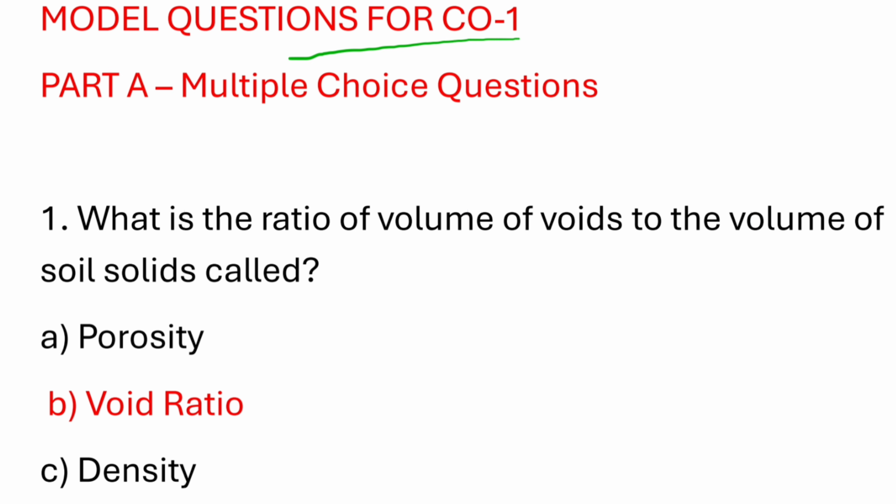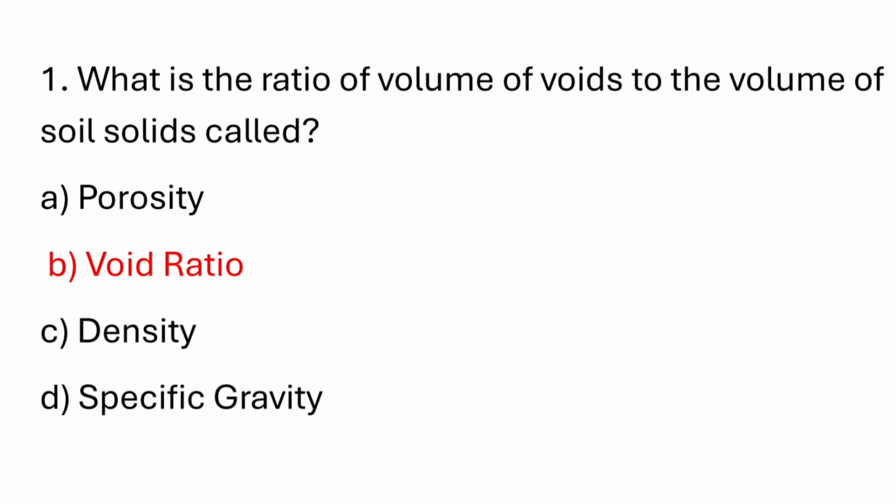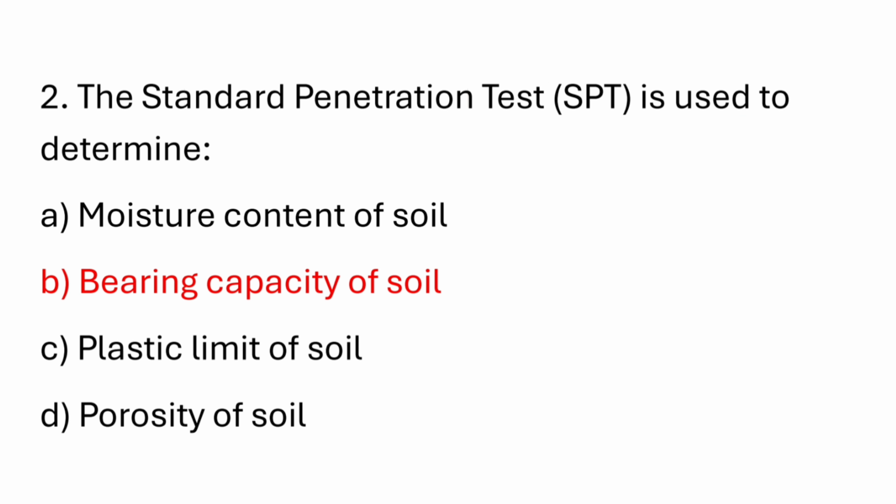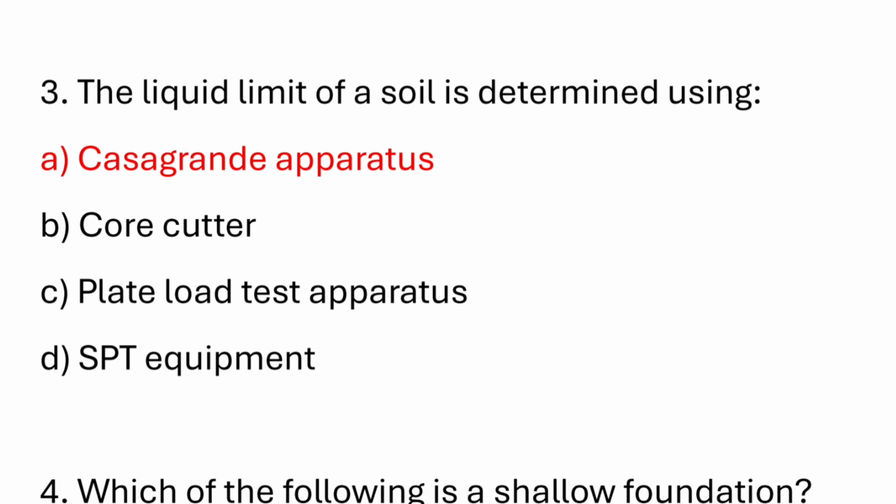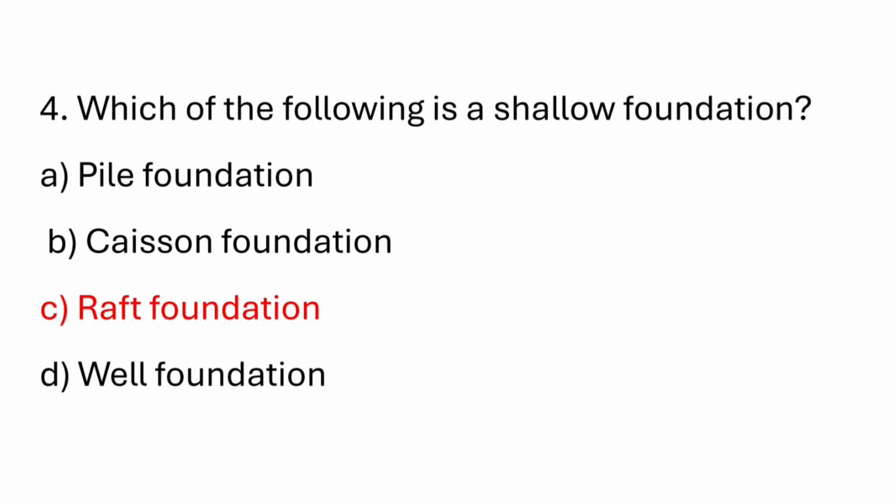We'll see the first question. What is the ratio of volume of voids to the volume of soil solids? Option B, that we call the void ratio. The standard penetration test, SPT, is used to determine option B, the bearing capacity of soil. The liquid limit of the soil is determined using option A, Casagrande apparatus.